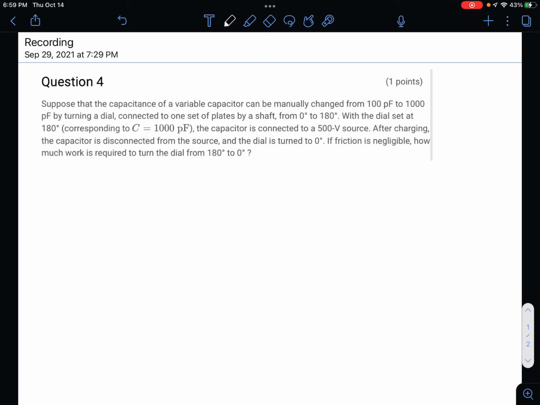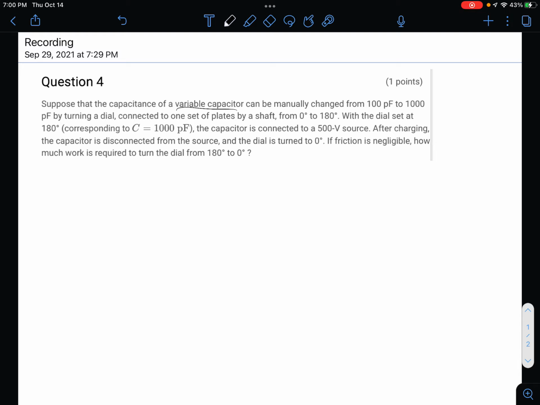Alrighty, today we're taking a look at question 4 for recitation 12. And for this one, we're trying to find the work required to change the capacitance of a variable capacitor, right? So it's going to be changing from 0 to 180 degrees. We're changing from 1,000 to 100 picofarads, right?